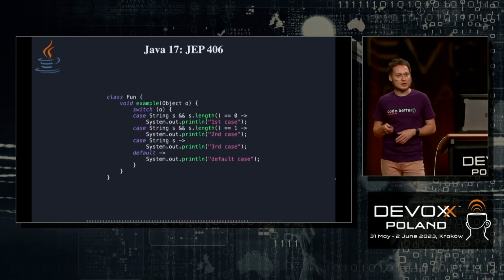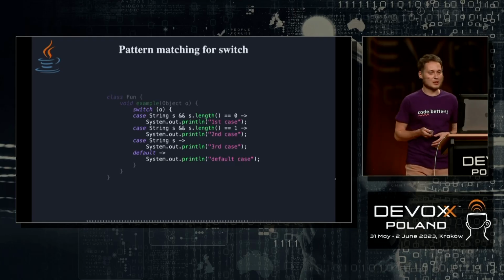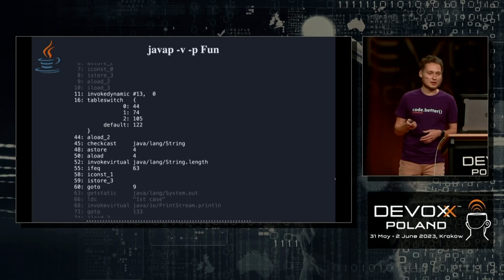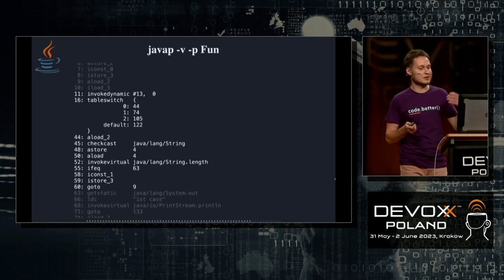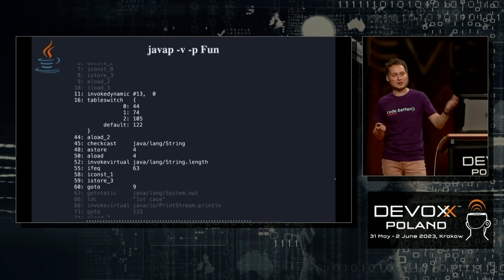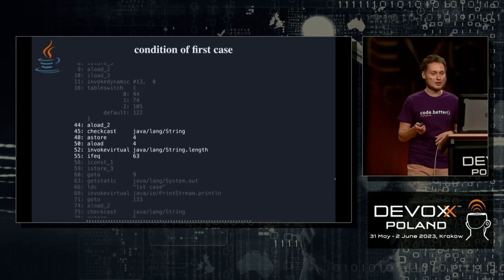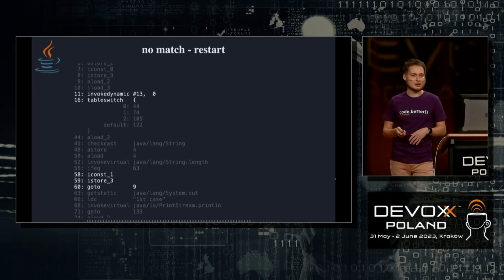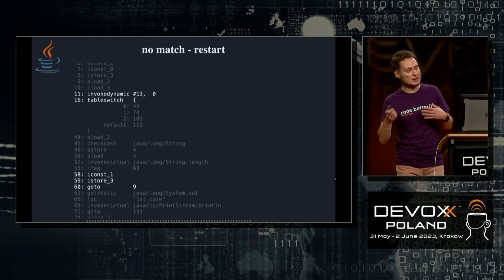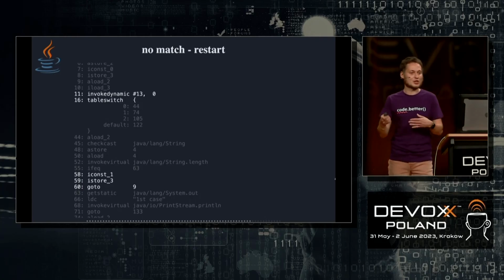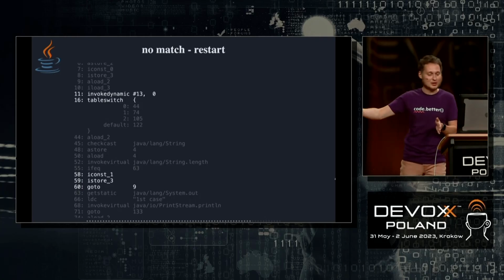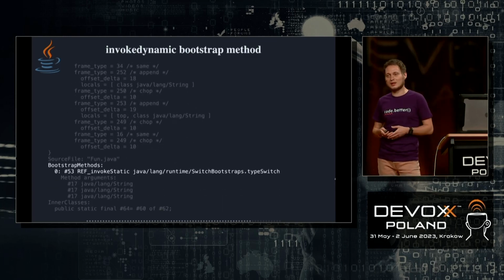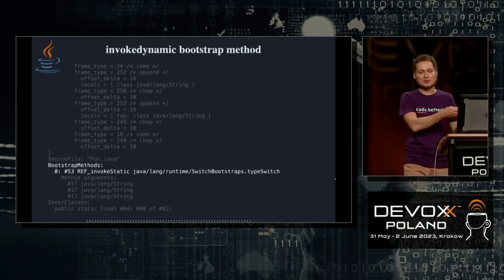We got more. In Java 17, we got pattern matching for switch. This time, all good. This switch is backed by another switch. Here is the condition of the first case, body of the first case. If there is no match, there is special machinery to restart matching from the next point, which contains more conditions, etc. It's all good. There is invokedynamic again, another use of the same construction that was used for lambdas before.